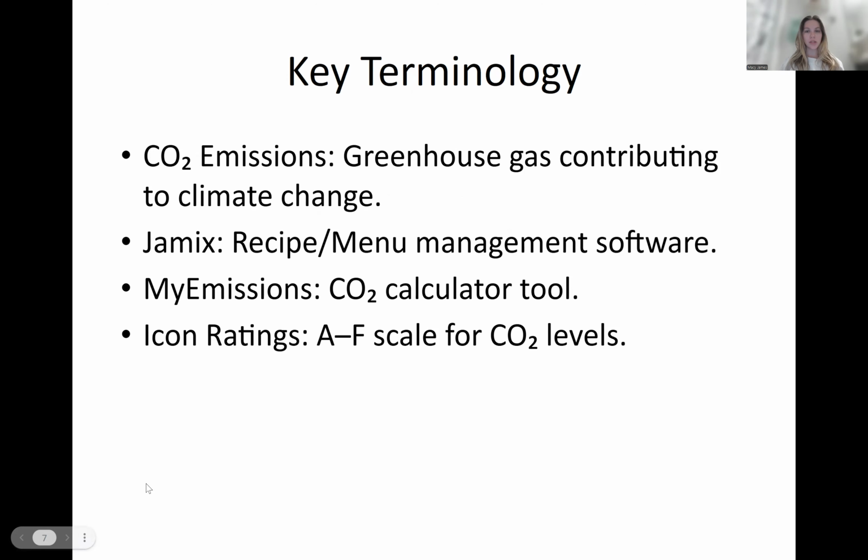Some key terminology to remember is CO2 emissions. This is a greenhouse gas that contributes to climate change. Yamex is our recipe and menu management software that we use campus-wide. My Emissions is a CO2 calculator tool, and for the icon ratings, we use an A through F scale for CO2 levels.